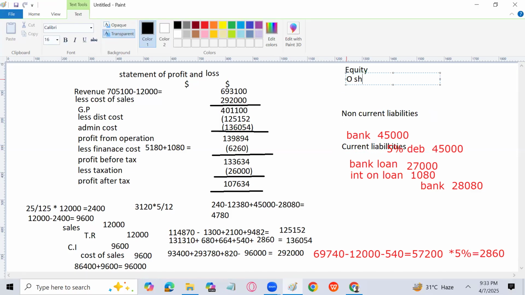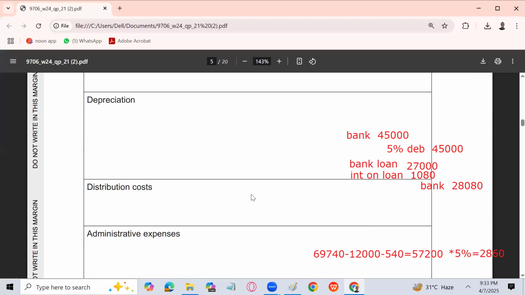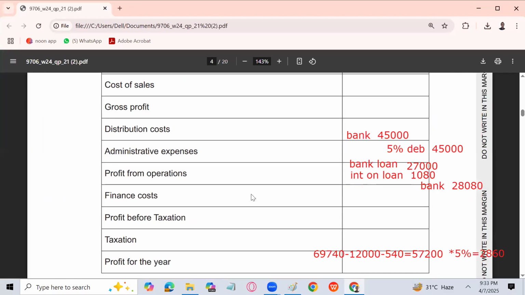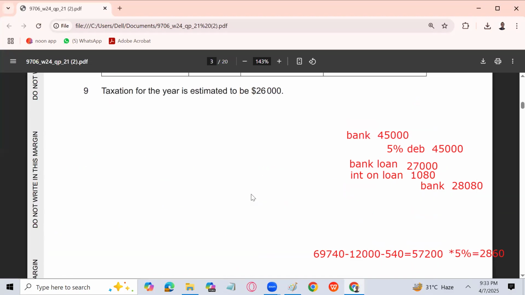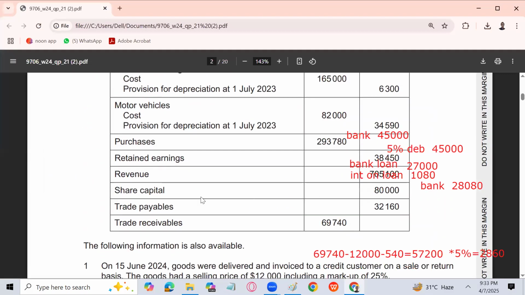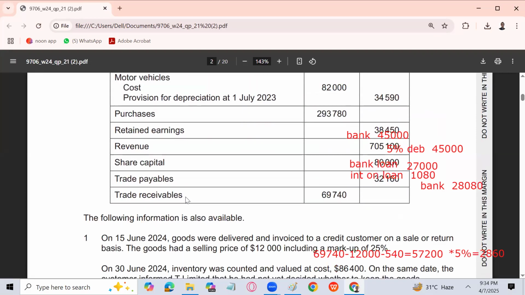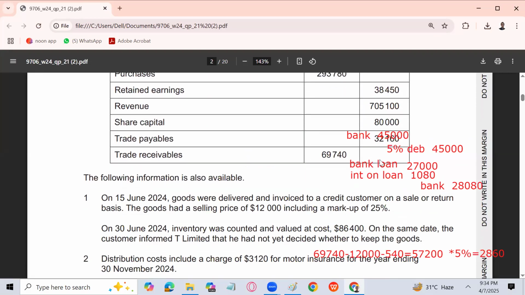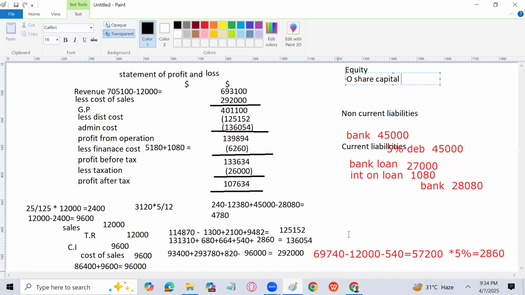We include ordinary share capital in the equity section. Is there any change in the ordinary share capital in the question? No, there is no change. So let's see what is the amount of ordinary share capital in the question. The amount of share capital is written here. That is 80,000. Any other thing? Share premium? No. Retained earnings is given as 38450. But first, let me write 80,000.